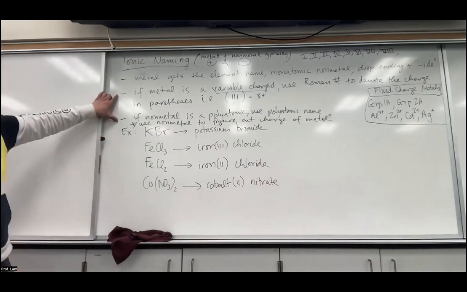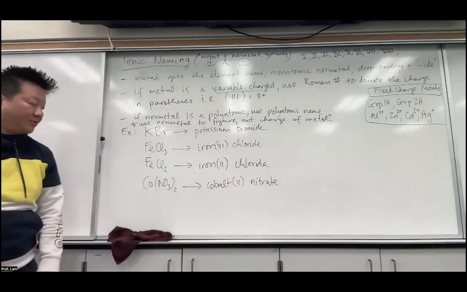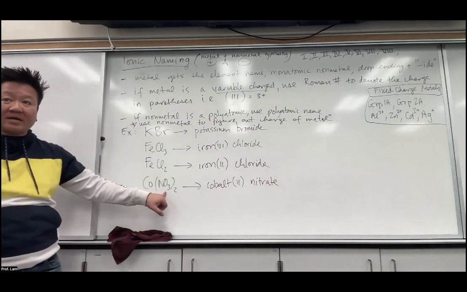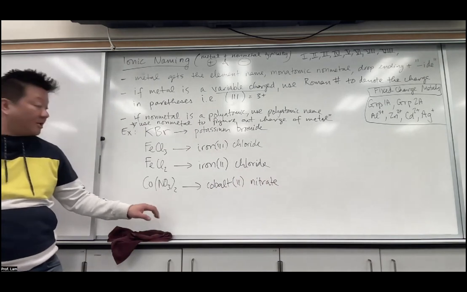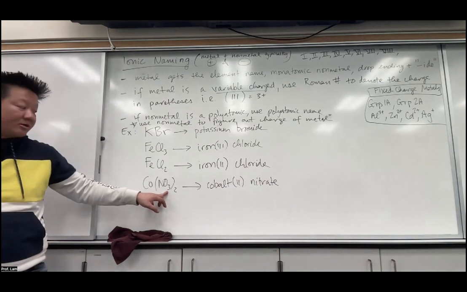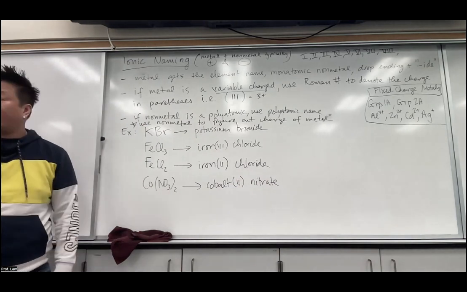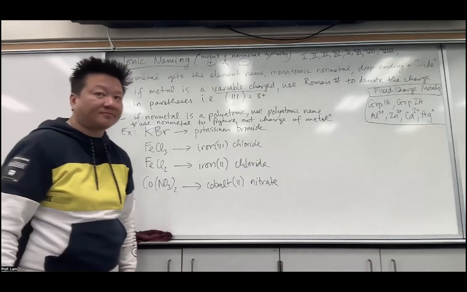We're using these two rules here, right? If it's a metal that's variable charge, I need a Roman numeral because nitrate is 1 negative, and I got 2 of them, so cobalt's got to be 2 plus. And then nitrate is the name of NO3 minus, which you have to memorize eventually, right? So cobalt 2 nitrate. Good. Any questions so far?